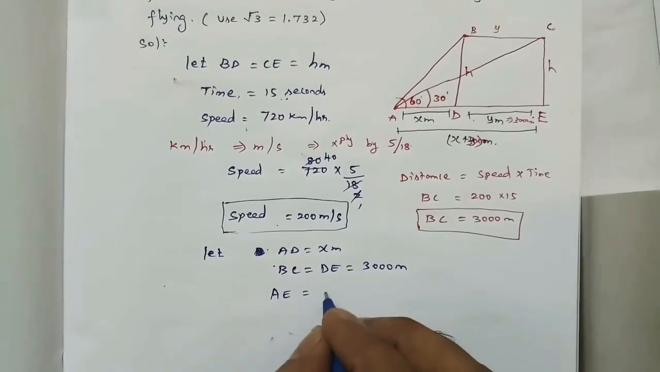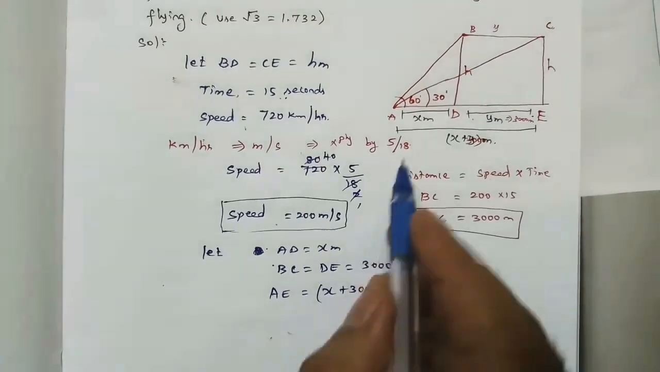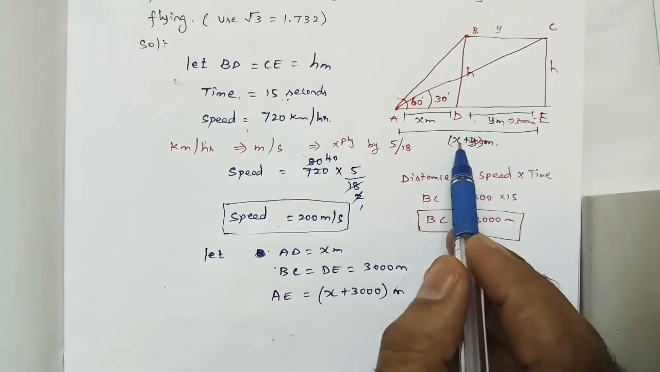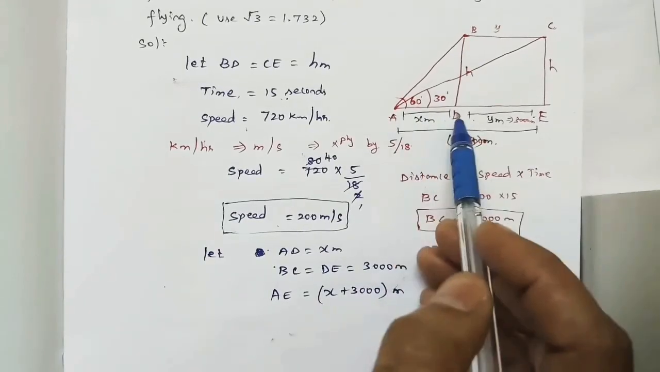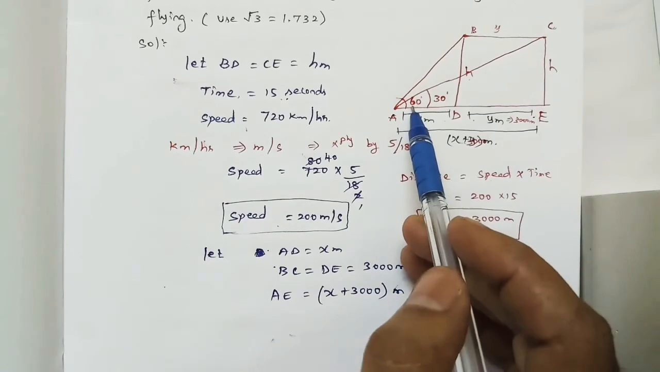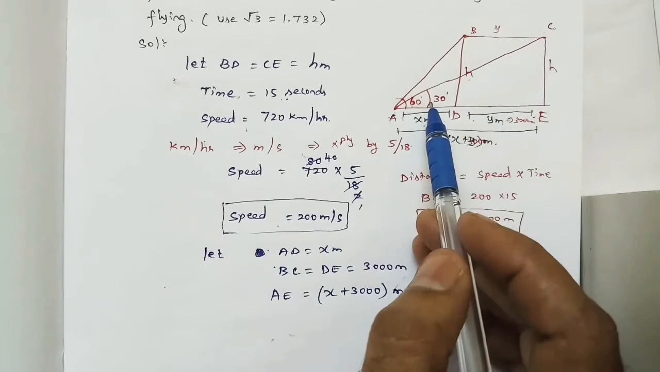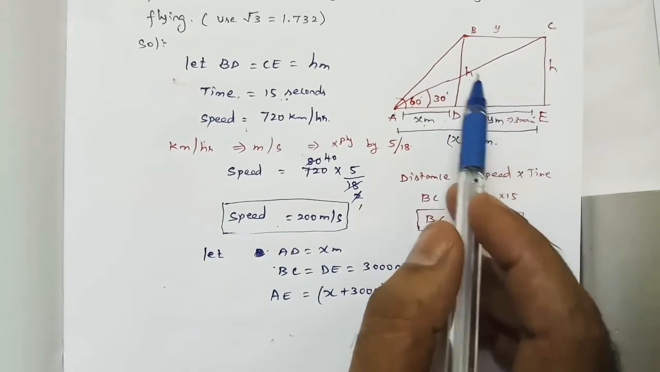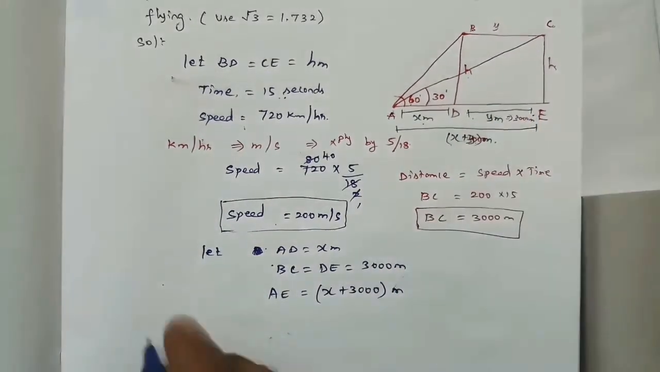AE is equal to X plus 3000 meter, right? AD is X and DE is nothing but 3000, so AE is nothing but X plus 3000 meter. Understood? Now we know all those things. For the right angle triangle ADB, for angle 60 degree, we know the opposite side H and the adjacent side X. For angle 30 degree, in right triangle AEC, the opposite side is H and the adjacent side is X plus 3000. With the help of this, we are going to find the value of H, the height of the jet fighter, right?